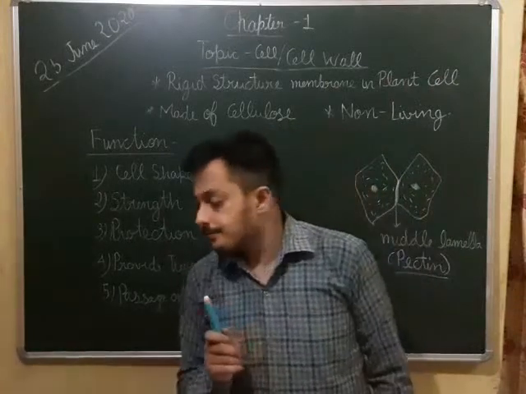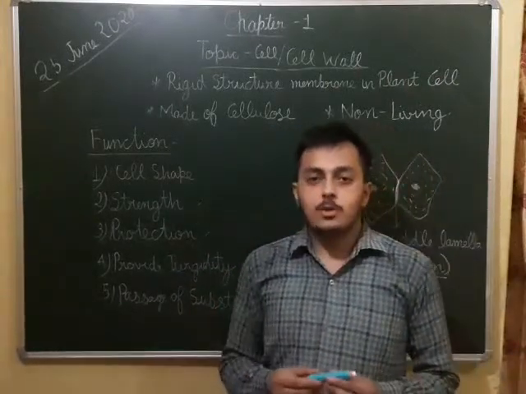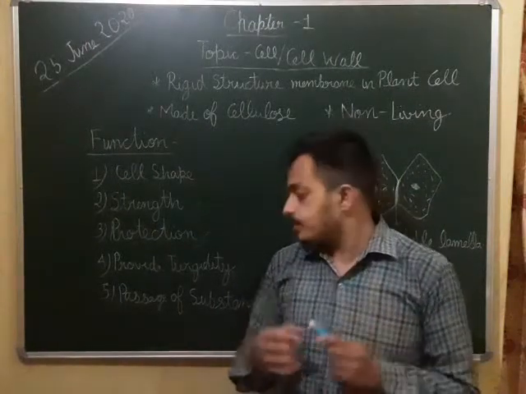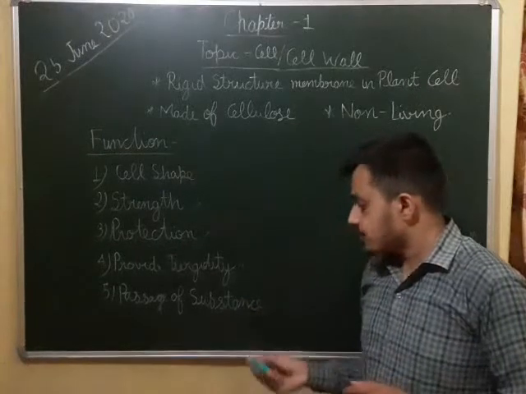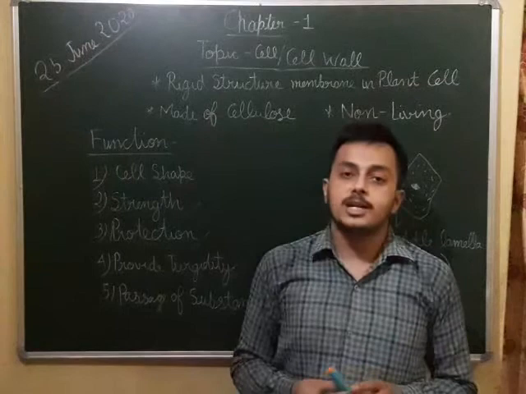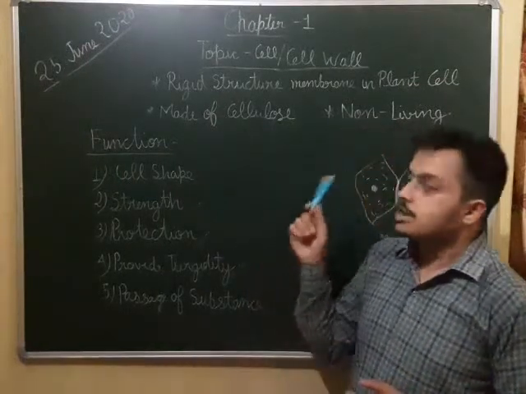Next, it provides turgidity, meaning it provides support to the cell, so that it does not rupture. Last is the passage of substances. It also allows only selective material to pass through it. So this is all about the cell wall.